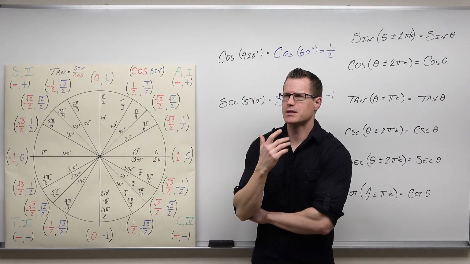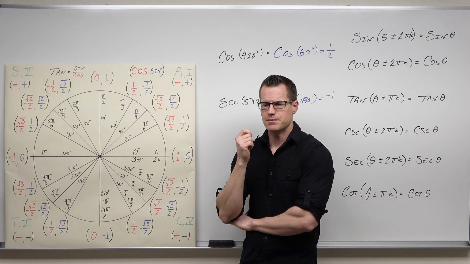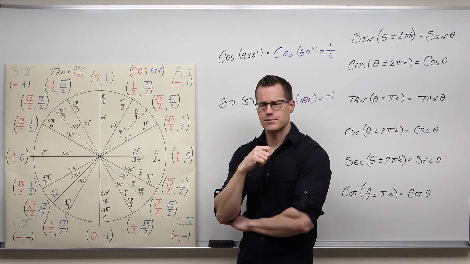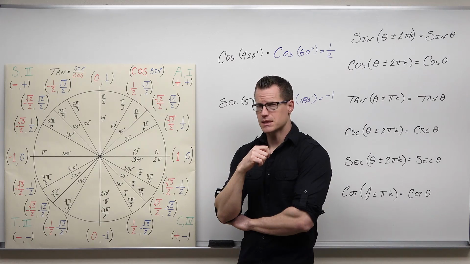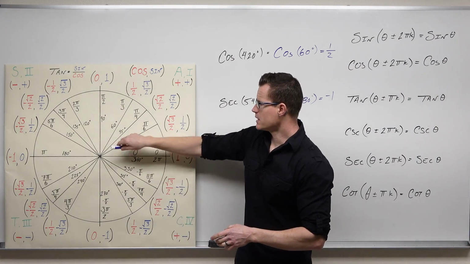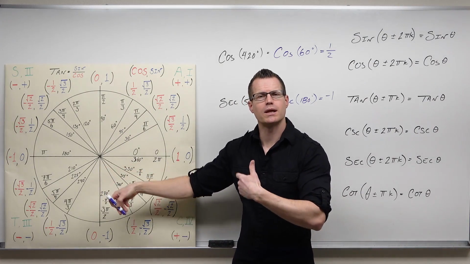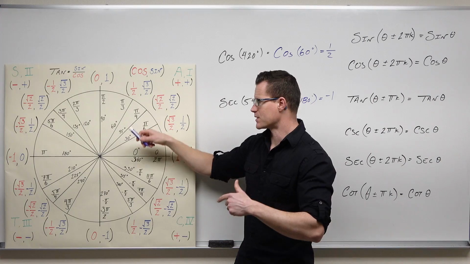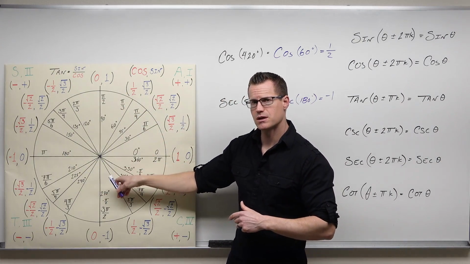In what quadrant, think about this on your own, would secant be positive but cosecant be negative? Secant positive and cosecant negative. Maybe pause the video and think about that. Secant positive would be either quadrant 1 or quadrant 4, because secant relates to cosine. Cosine's positive here, secant's positive here, cosine's positive here, secant's positive here. Everywhere else it's negative.